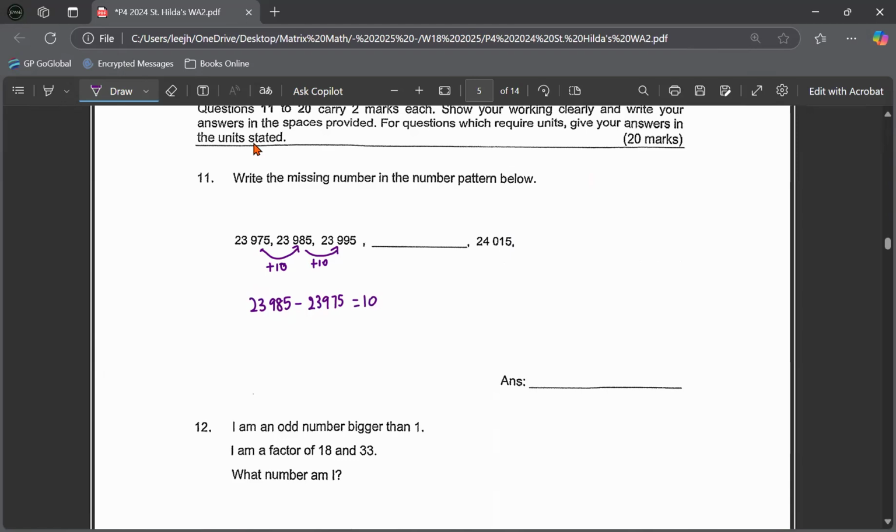So from here, I need to know it increased by 10 and what is my answer, right? So I take 23995 plus 10. Your answer will be 24005. If you cannot do mentally, you do working. Okay, so the answer is 24005.